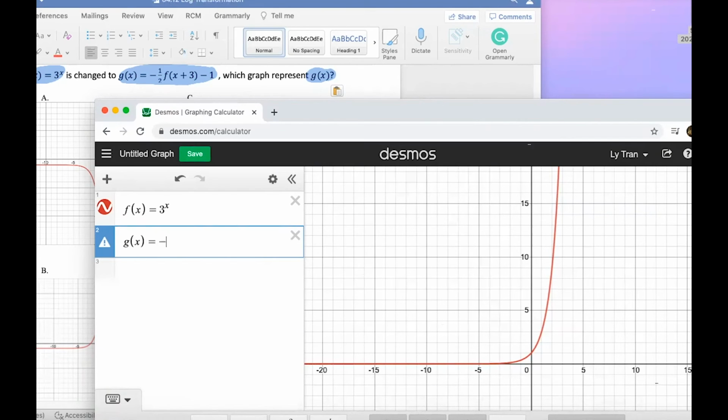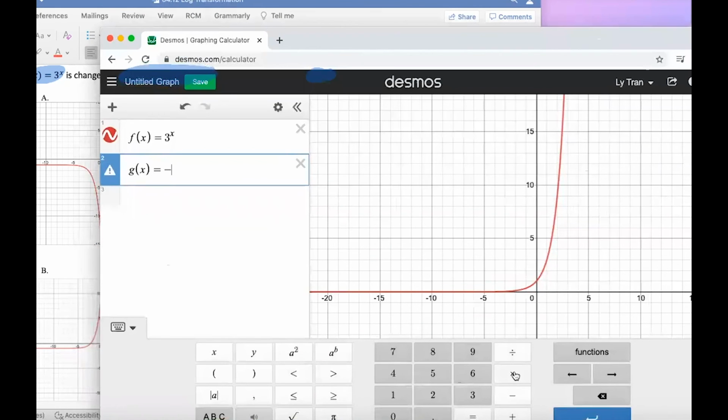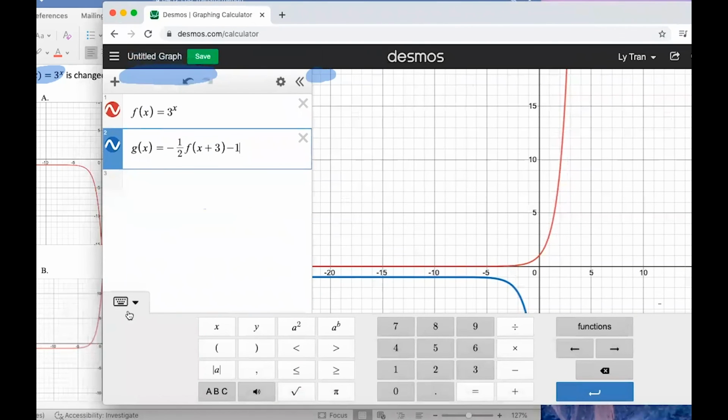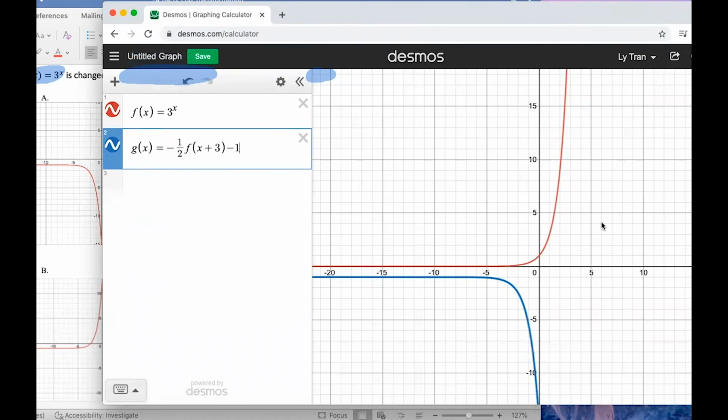So negative, I'm going to have divide. So 1 over 2. And then over here, I will have f of x plus 3 minus 1. Okay, so it's showing me the new function like this. Let's check it out. First, we see that we have negative, so it's a reflection. So this function did flip.